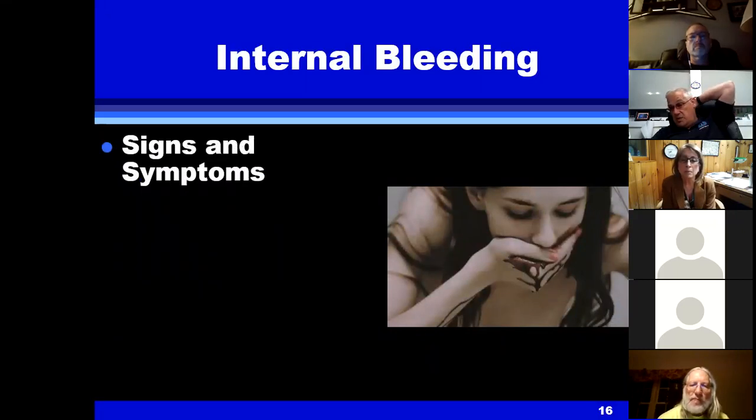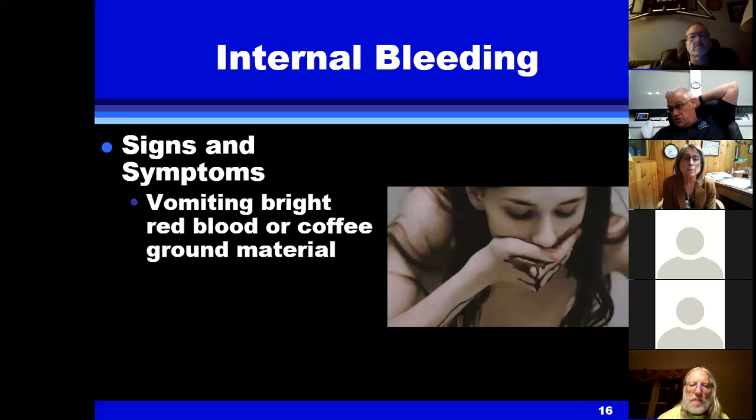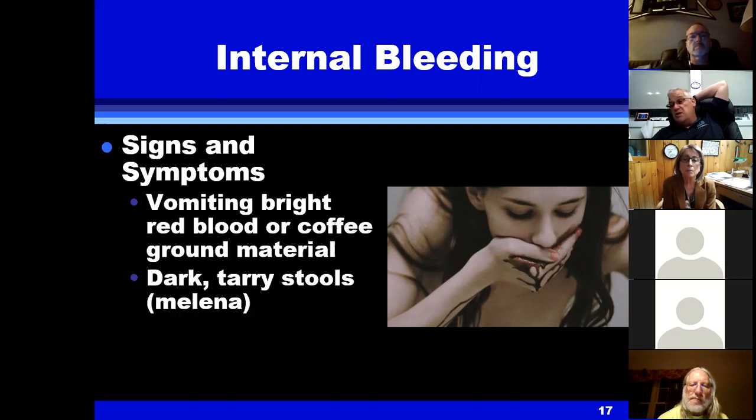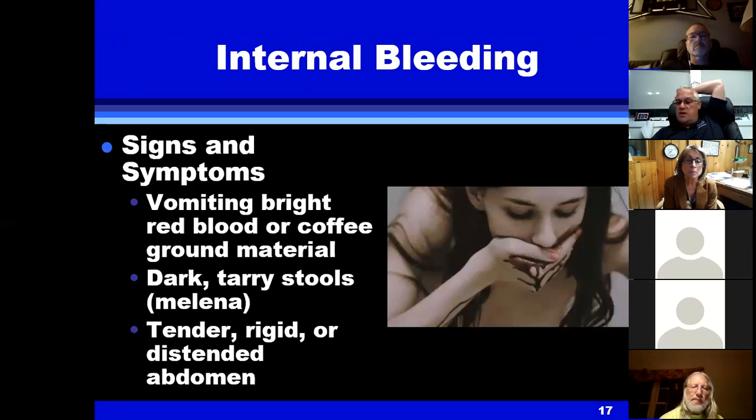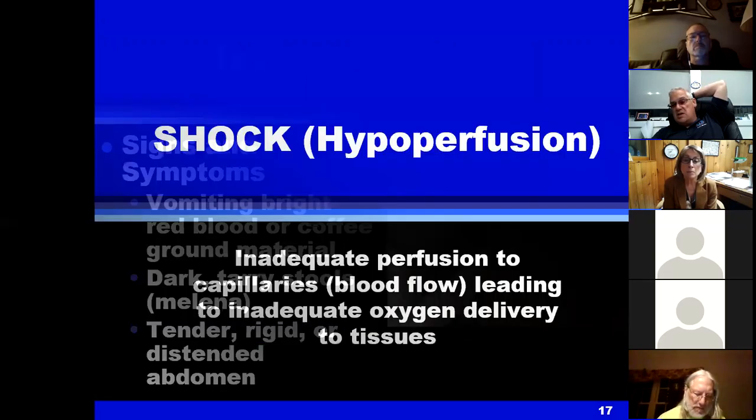They can be vomiting up bright red blood, which tells you it's not been in their belly for a long period of time. If they vomit up coffee ground looking material, that means it's partially digested blood. It was a slower bleed. It's been in their stomach for a while. And if they have blood coming out their rectum, it's going to look like a black tarry type of stool. That's what blood looks like when it's mixed with digestive material. Their abdomen is going to be tender. Usually it's hard and distended.